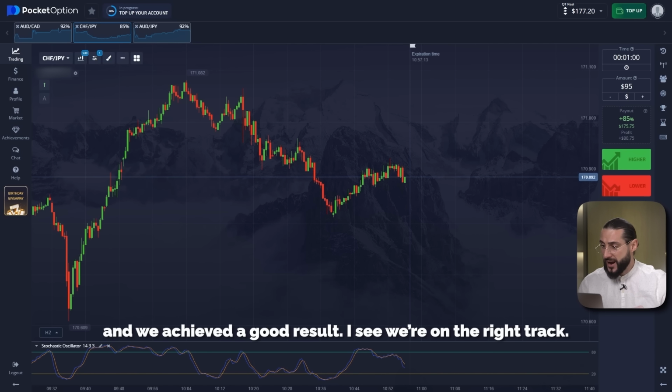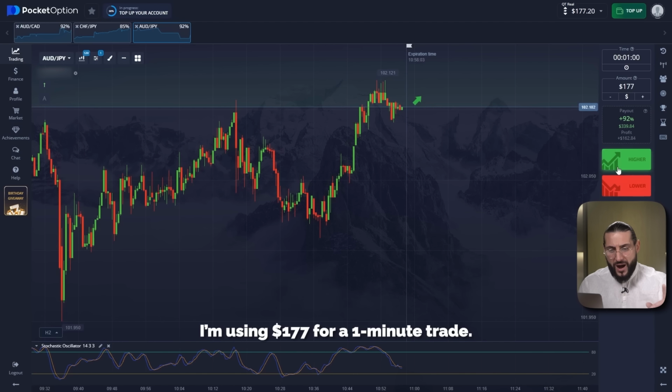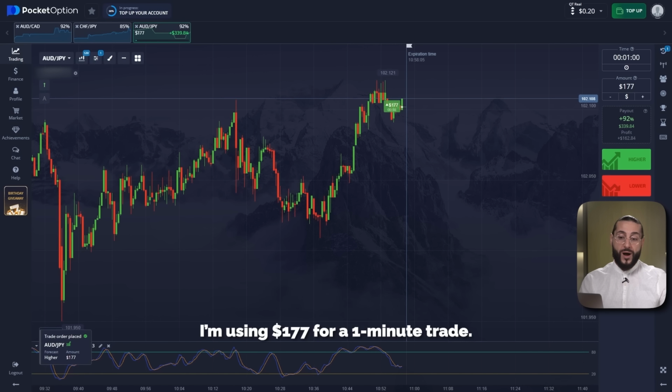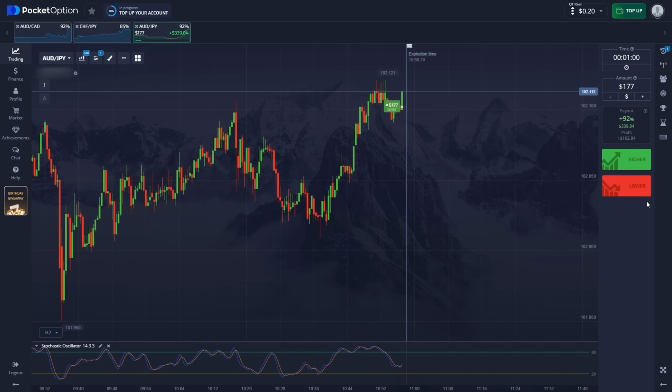Let's move on to the final trade on the Australian dollar-Japanese yen currency pair. On the chart, we observe a resistance line forming, and we entered at the lowest point in the current period. Given this, I'm investing in a buy trade because the candle is likely to approach the resistance line. I'm using $177 for a 1-minute trade.